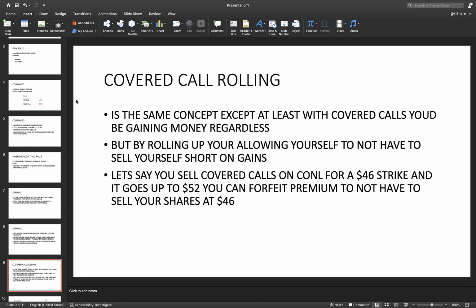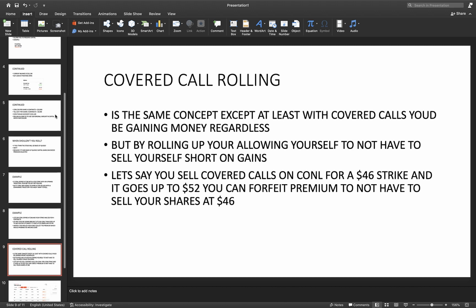When it comes to covered call rolling, it's the same concept, except at least with covered calls, you'd be gaining money regardless, right? So as long as your strike is above your entry, even if it does go up, you will always be making profit. But when you roll, you're allowing yourself to not have to sell yourself short on gains. So what I mean by that is, let's say you sell covered calls on CONL for a $46 strike and it goes up to 52.